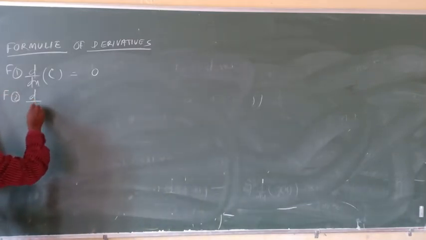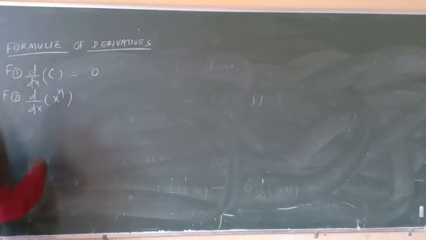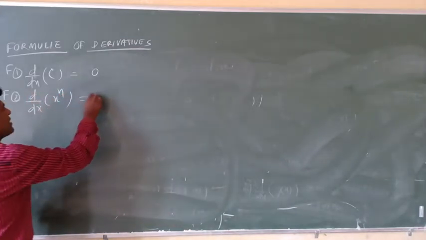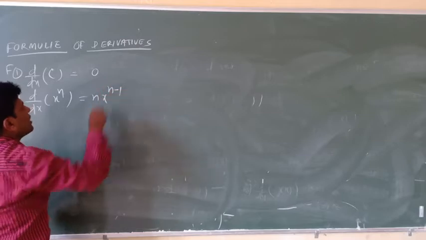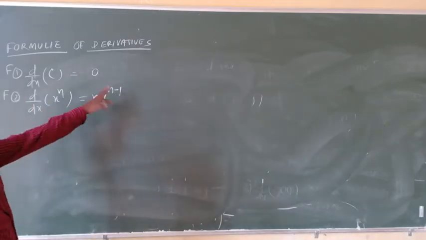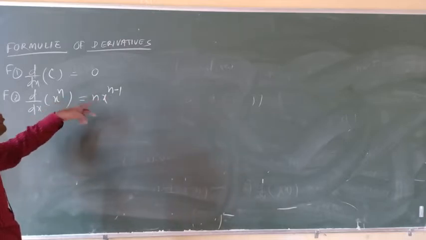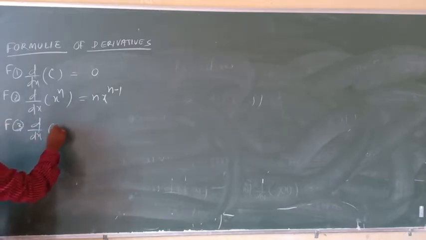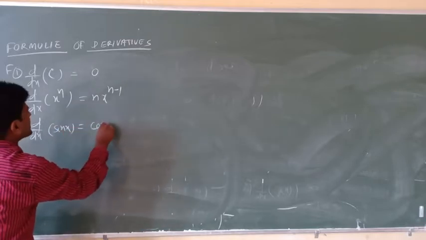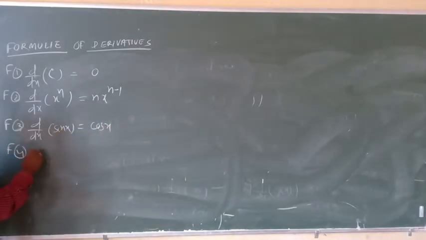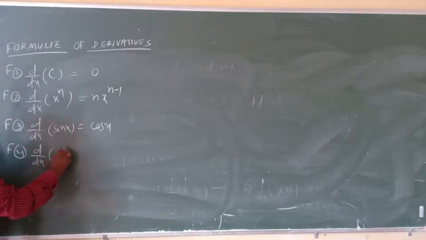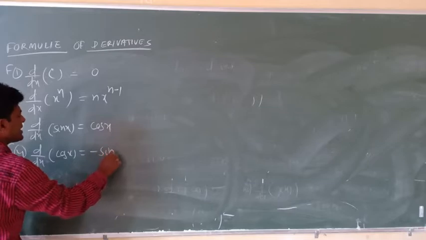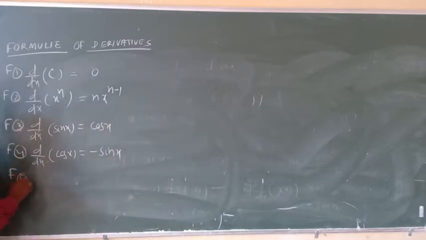Formula 2: d by dx of x to the power n is n times x to the power n minus 1. n comes first, then the power of x becomes 1 less. If x to the 5, then 5x to the 4. If it is x cube, 3x square; x square, 2x. Formula 3: d by dx of sin x is cos x. Formula 4: d by dx of cos x is equal to minus sin x. All are fundamental formulas of derivative.